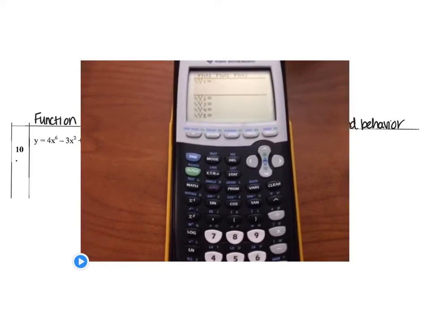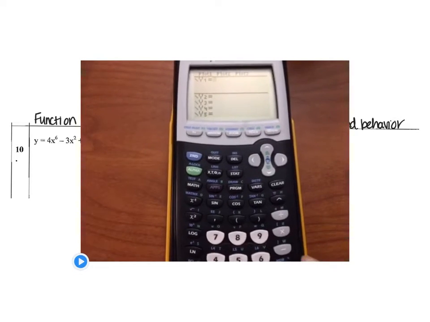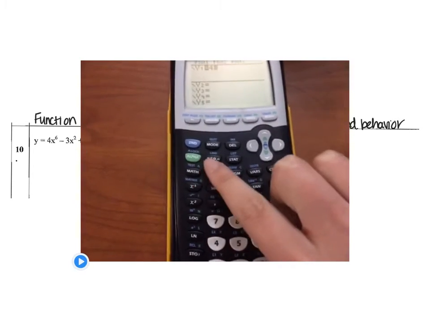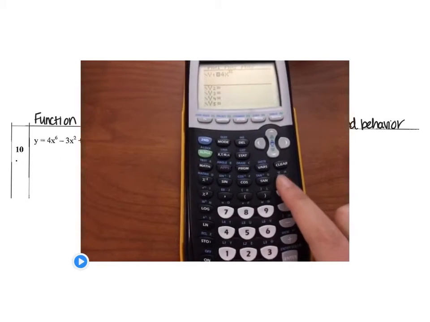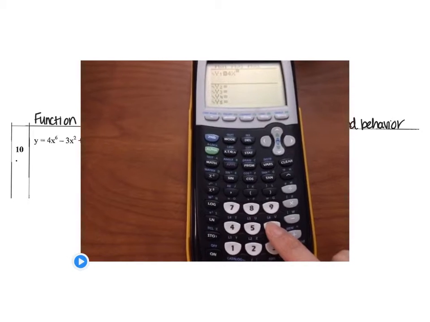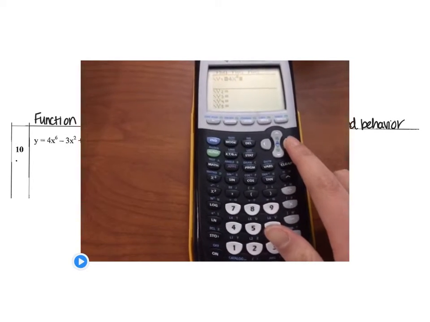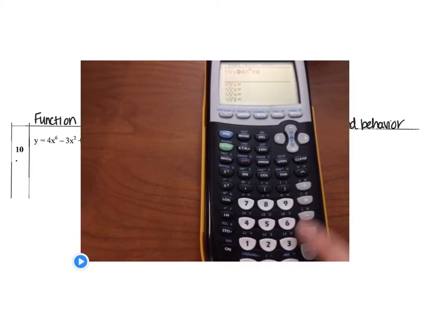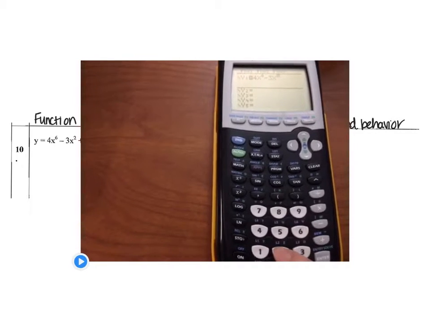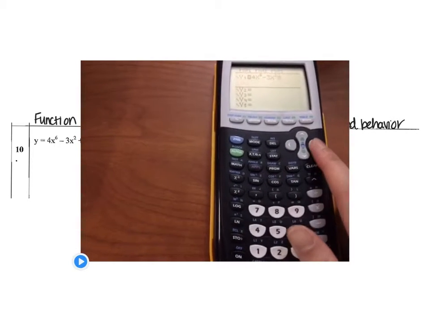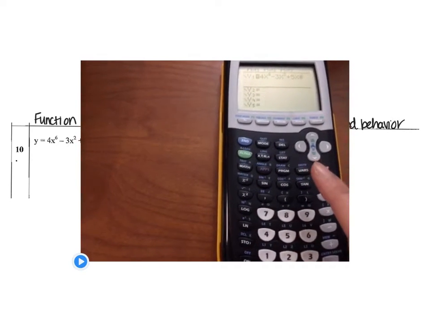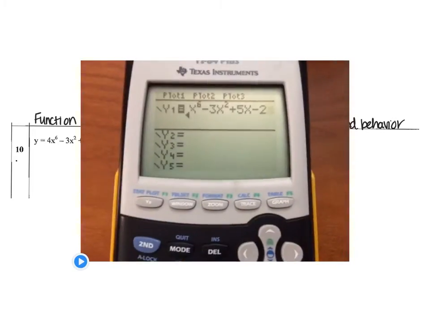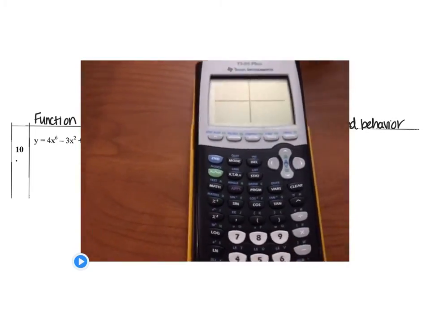And so our function for number 10 is 4x to the 6th power. So remember, power button. The arrow button gives you your exponent, 6. Then you use your arrow key to come down, minus 3x to the 2nd power. Then we're going to come down, plus 5x, and what else? Minus 2.